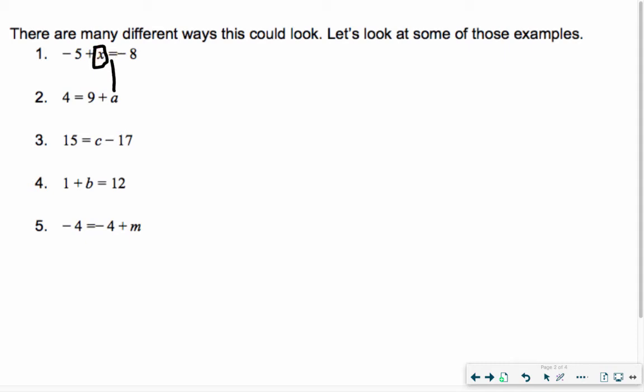Draw my line. So I have a negative 5 here I need to get rid of. So how do I make negative 5 0? I add 5. I do the inverse. So x equals negative 8 plus 5 is negative 3.